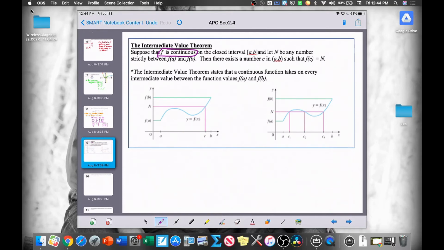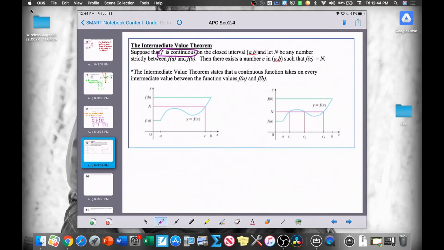So basically, in layman's terms, the Intermediate Value Theorem says that a continuous function is going to take on every intermediate value between the function values f of a and f of b. And this should make sense. Let's take a look at the pictures here that sort of illustrate this for us.